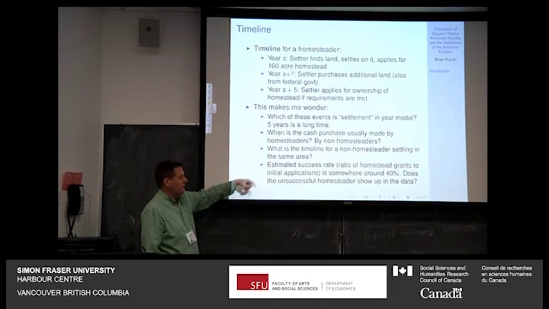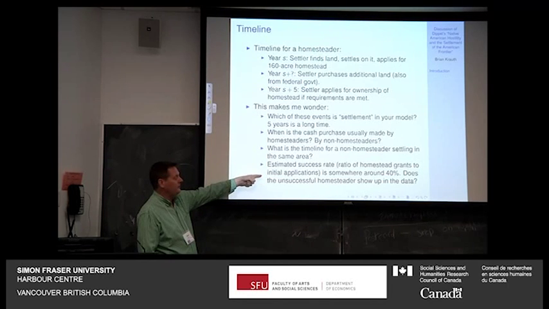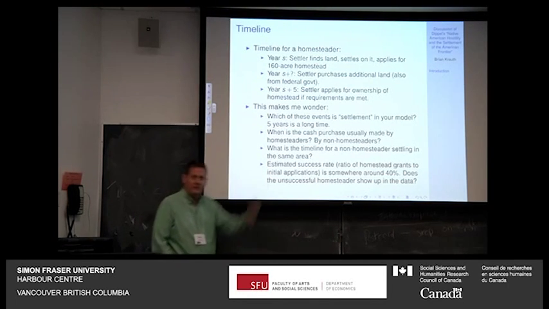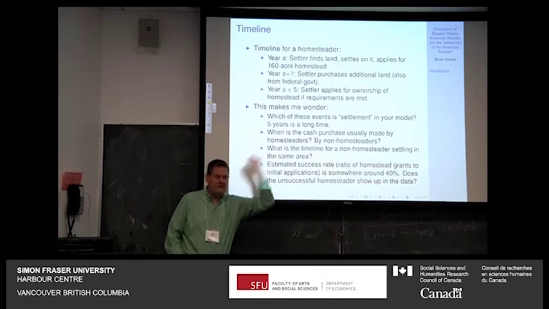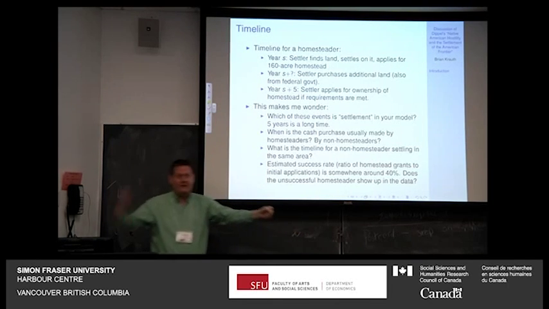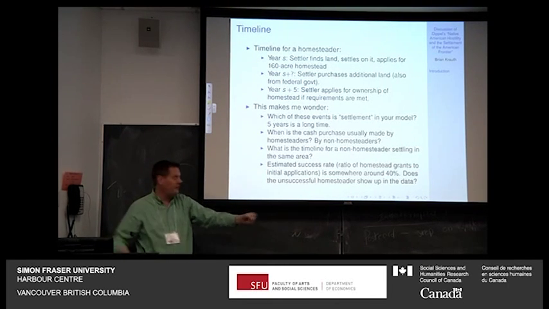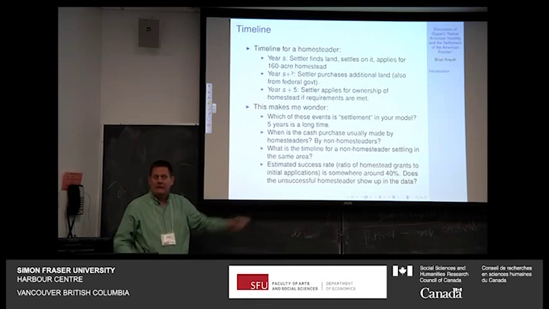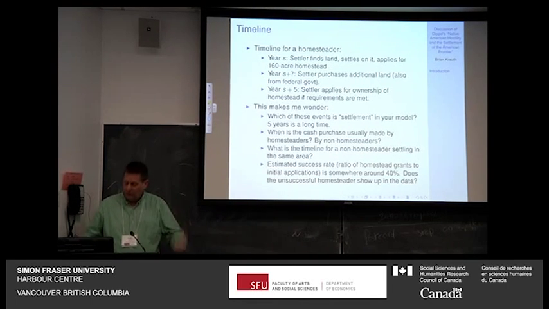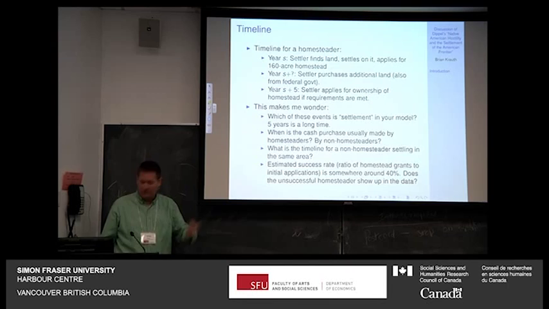Another thing is that the estimated success rate that I've seen from the Bureau of Land Management is basically the number of people that applied in period S and actually obtained title in period S plus 5. That's about 40%. And so that raises a question: what happens to the unsuccessful homesteader? Do they show up in your data?